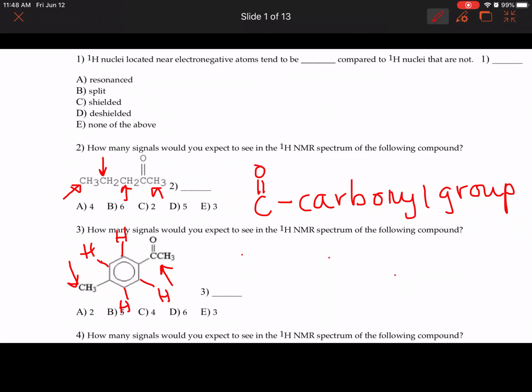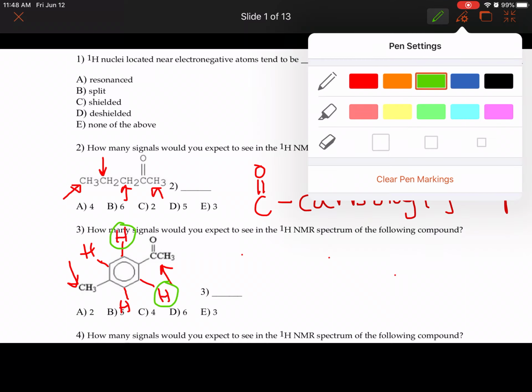Now these 2 hydrogens, this one and this one, are chemically equivalent because both of them are close to a carbon of the benzene ring that carries a carbonyl group. And then if you go to the other side, to the left side, you find a methyl group at the same distance. So the green 2 hydrogens would appear in the same signal, same environment.